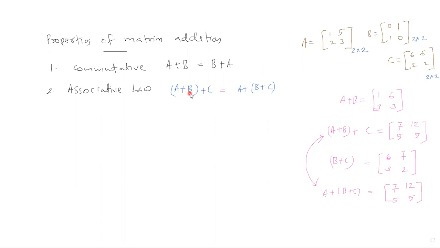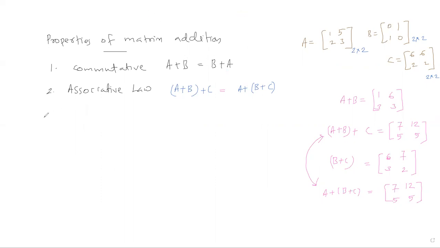A plus B पहले निकालो, then C add करो. नहीं तो B plus C पहले निकालो, then A add करो. The order doesn't matter. So the easiest way is just add the corresponding points. जैसे 1 plus 0, 1 plus 6 7. So answer is either 7. Then 5 plus 1 6, 6 plus 6 12, 12. 2 plus 1 3, 3 plus 2 5, 5. 3 plus 0 3, 3 plus 2 5. So direct corresponding elements add kar lena.